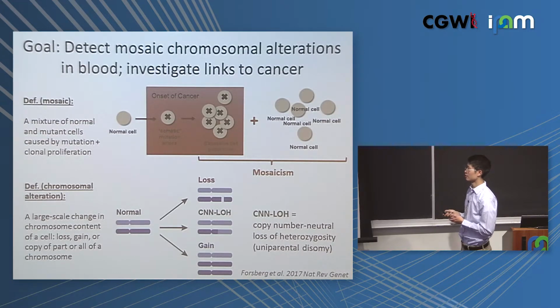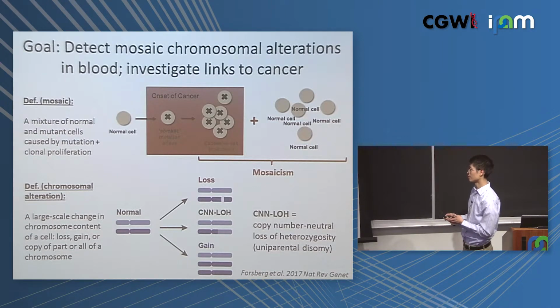The second thing I need to define is what's a chromosomal alteration. And that is just any large-scale change in chromosome content of a cell. So in this cartoon on the bottom, I'm showing you a normal cell, which would have 2 copies of each chromosome, one maternal and one paternal. And then different things can happen somatically. You might wind up having a deletion of a chunk of a chromosome. You might wind up gaining a chromosome.